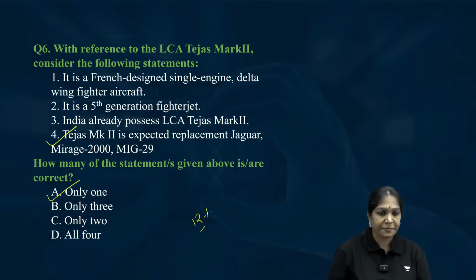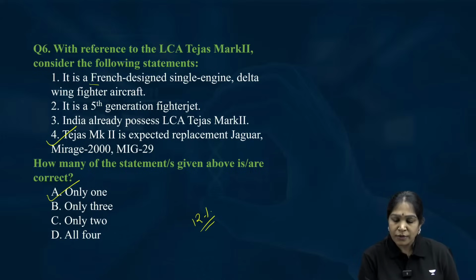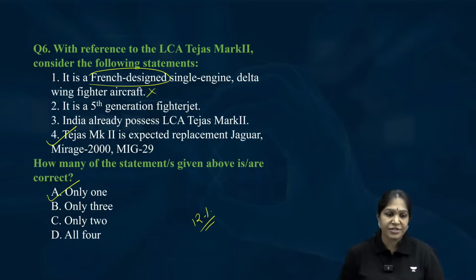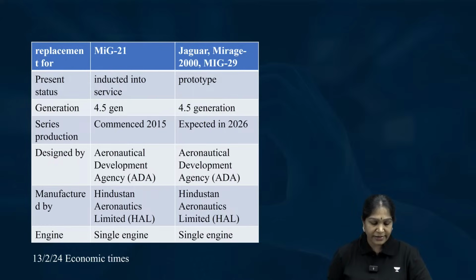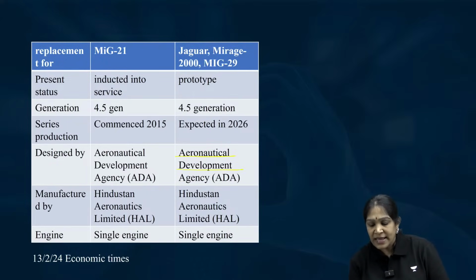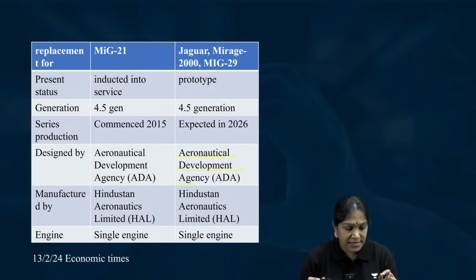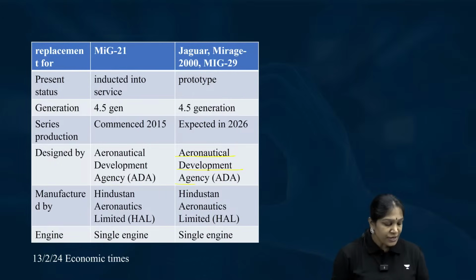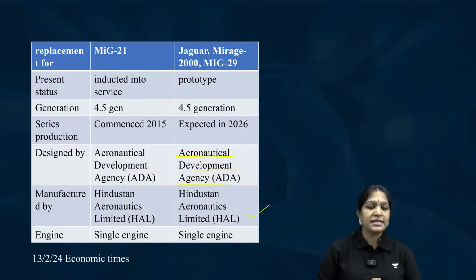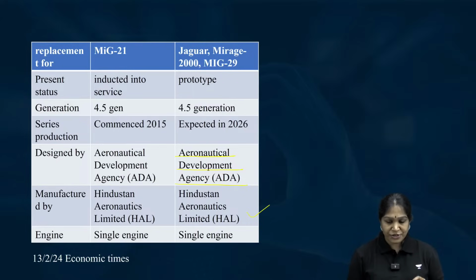12% gave the right answer. Okay. So let us discuss the question. Is it French designed? No. Wrong. This is not French designed. So who designed it? See, it is designed by Aeronautical Development Agency, ADA. Is it clear? Manufactured by Hindustan Aeronautics Limited. So designed indigenously but not French.